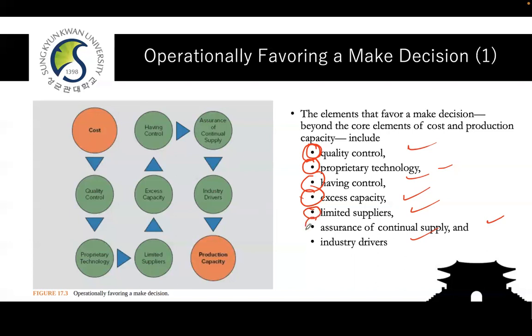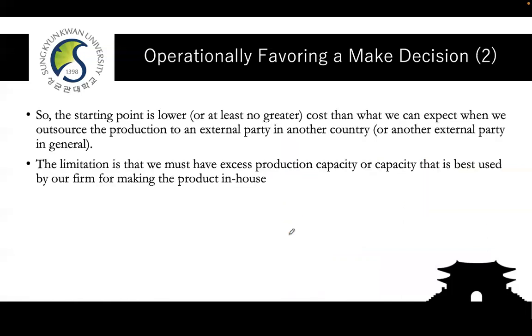Then assurance of continual supply. This is what's happening to the chips industry. A lot of car manufacturers and electronic devices, including video games, run out of chips because they don't have a continual supply, and they lose out to other companies that are more ready with better inventory of chips, or competitors that could make chips by themselves. So industry drivers are the drivers that would affect the make decision.